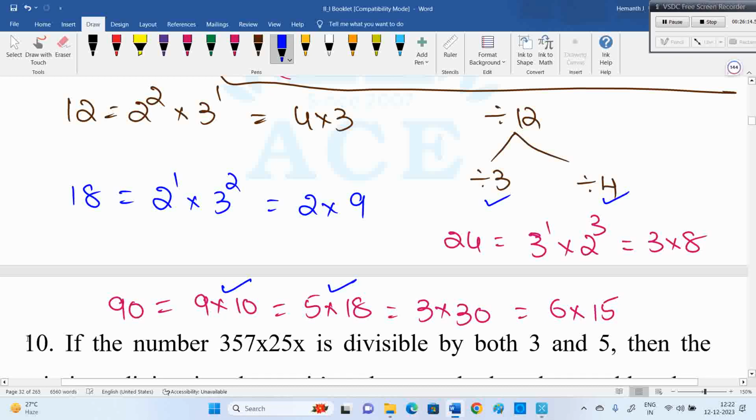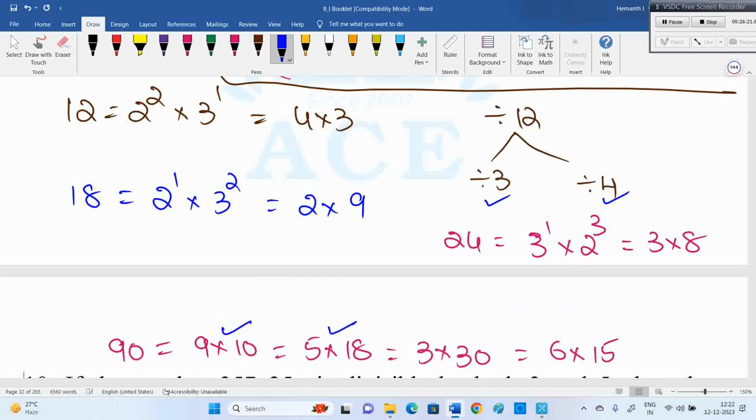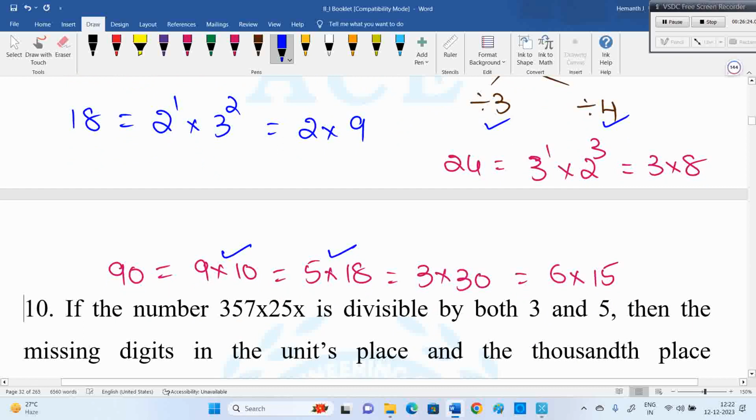How, sir? Listen, it's not only about prime number power. The other point you need to keep in mind is the HCF of 9 and 10. For 9 and 10, what is common in 9 and 10?